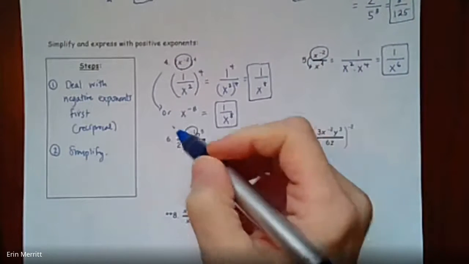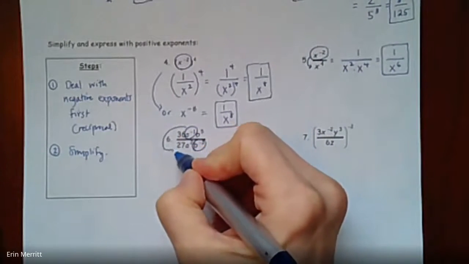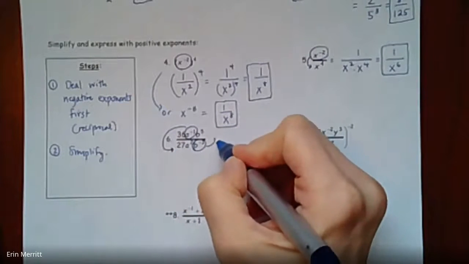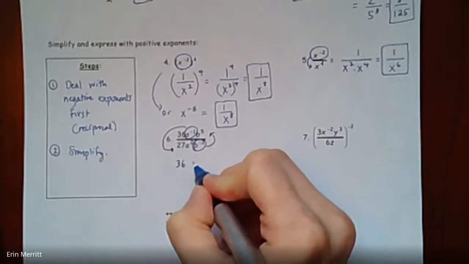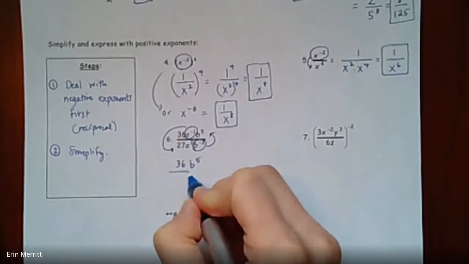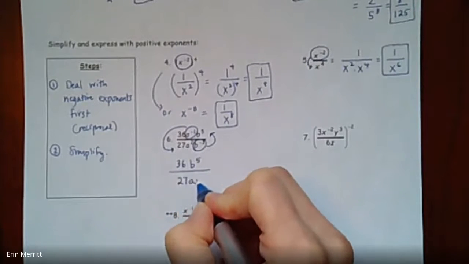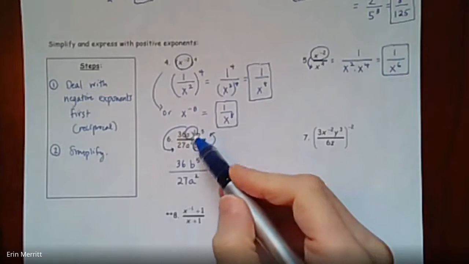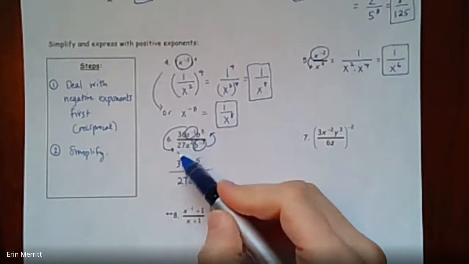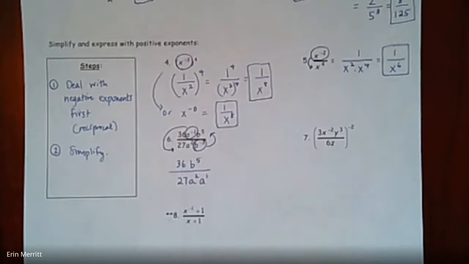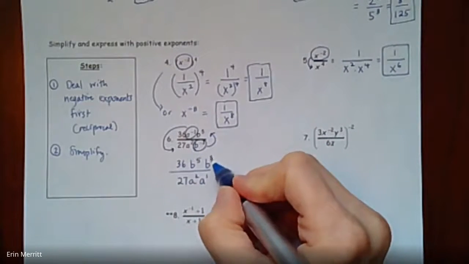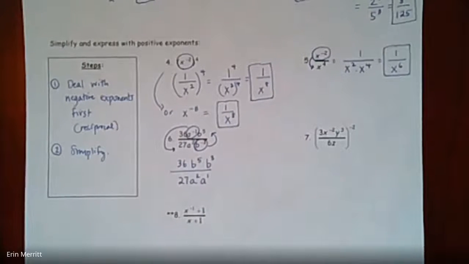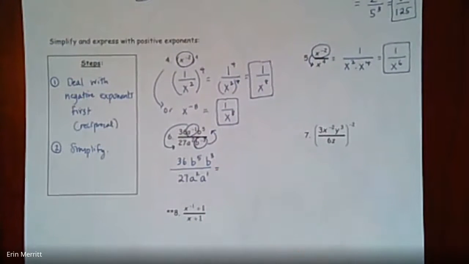So they're kind of like my naughty students. I'm going to move their seats. Everybody else can stay right where they are. So that means the 36 b to the fifth doesn't move. The 27 a to the second doesn't move. But that a to the negative first in the numerator will drop to the denominator and become a to the positive first. B to the negative third, I'm going to move up top and make it b to the positive third. Now I can go ahead and simplify and clean things up.